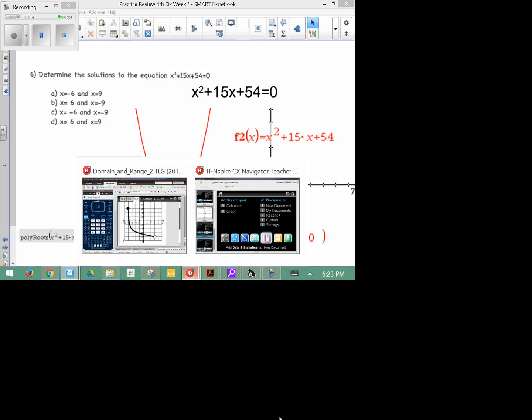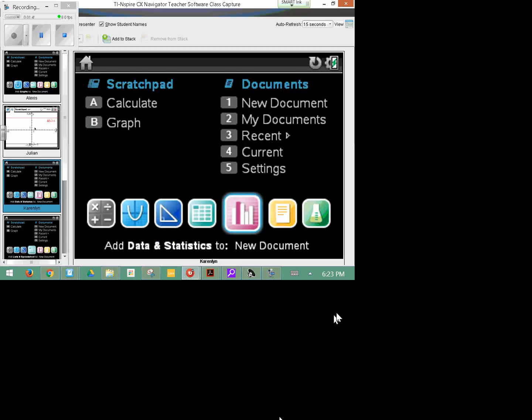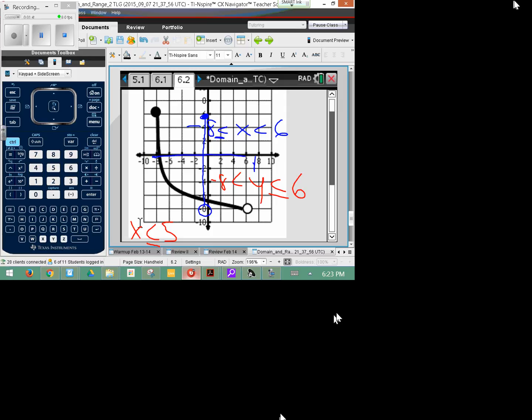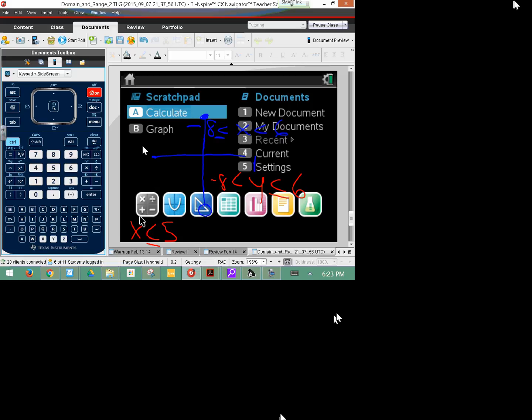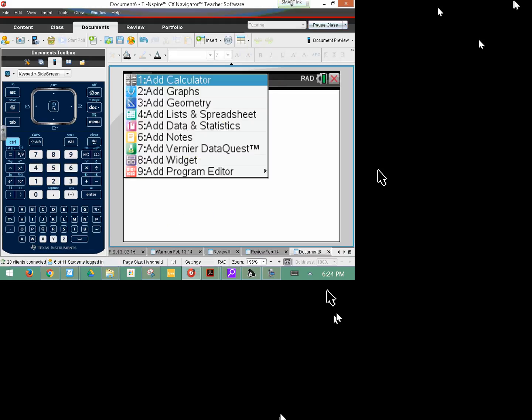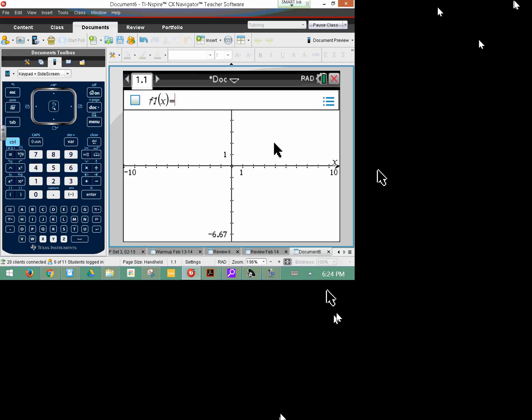and pull this up on the calculator. Let's see, I still got stuff going on here. All right, let's go ahead and minimize that. Let's go with a brand new document. I don't want to save anything. Let's get rid of all this other stuff. All right, there. Brand new calculator. Let's go to graphs and let's graph.